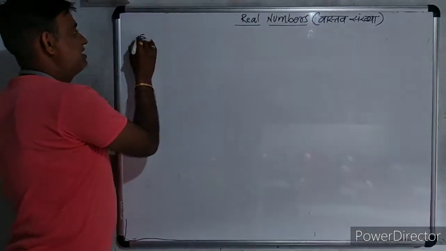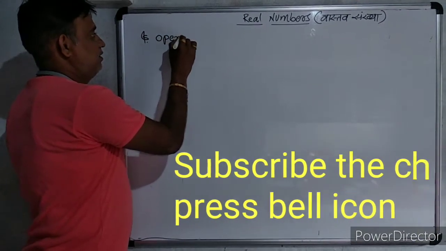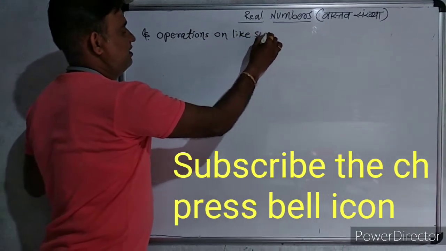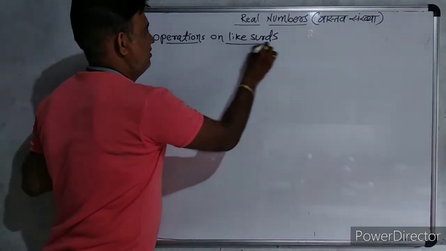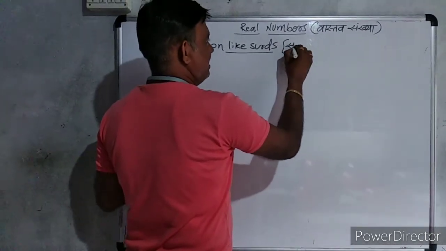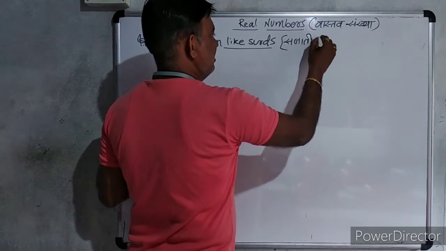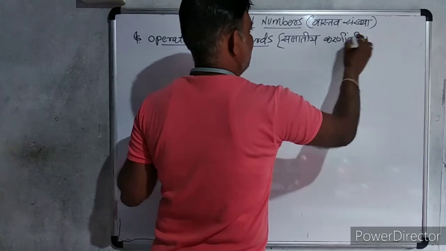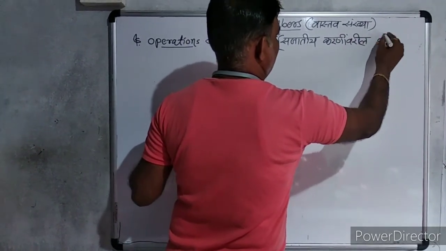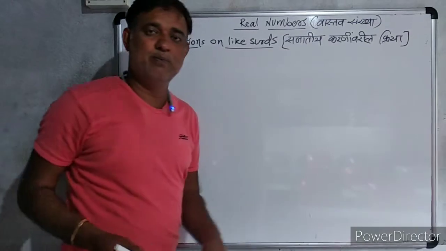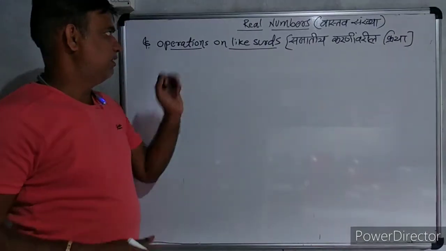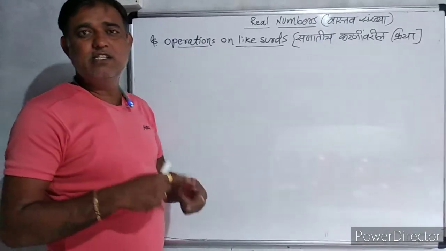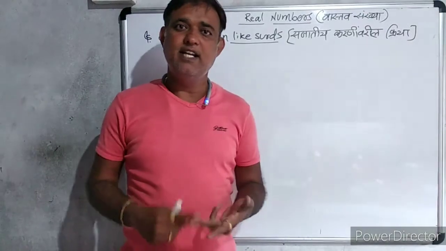Today we will study operations on surds, operations on like surds, sajatiya karani. Sorry. Which type of operations are there? There are four types of operations: mathematical operations, addition, subtraction, multiplication and division.